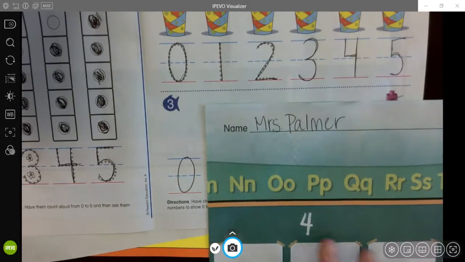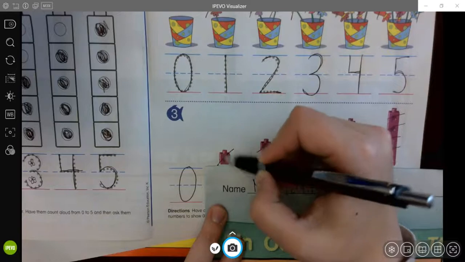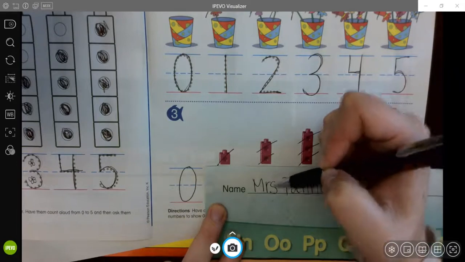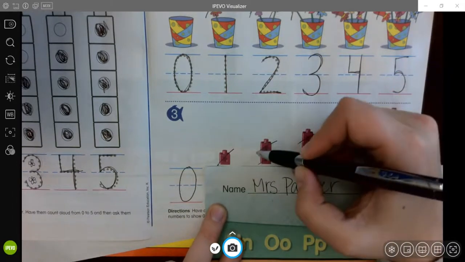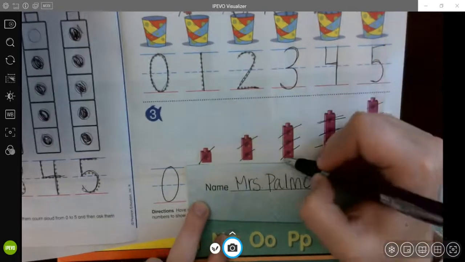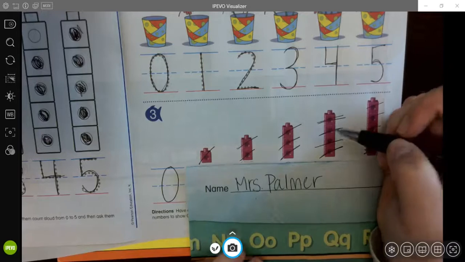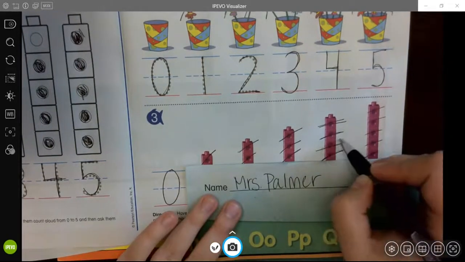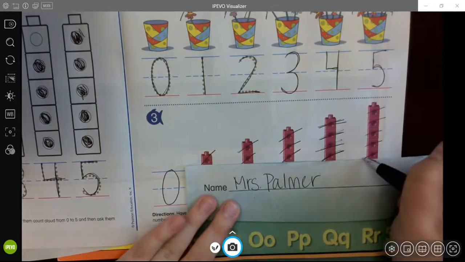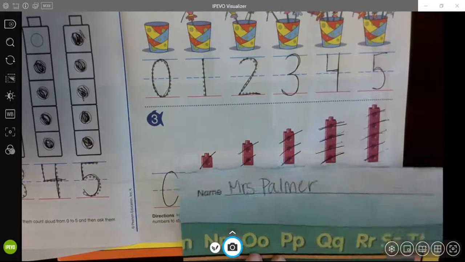So move on. Let's see if you know how many is in the next one. So how many blocks are right here? Great job. How many are in the next one? Great job. Let's count the next one. Great job. Move on. Awesome job. And the last one. Great job. Let's check your answers.